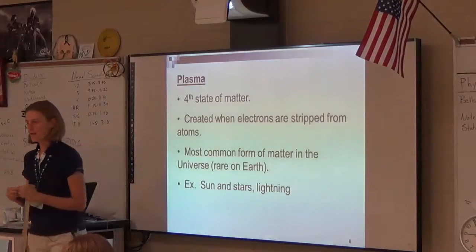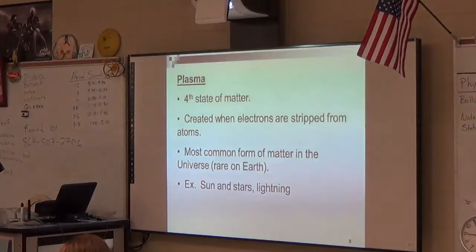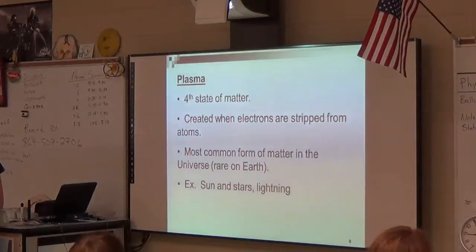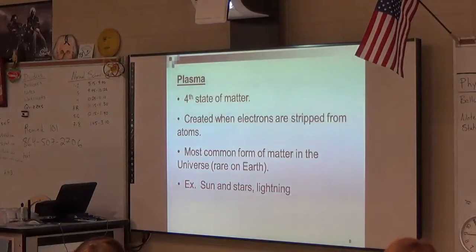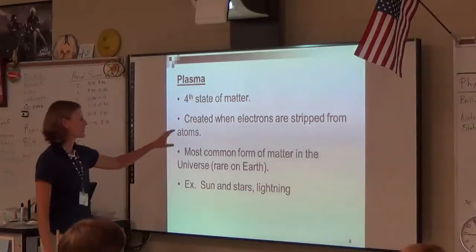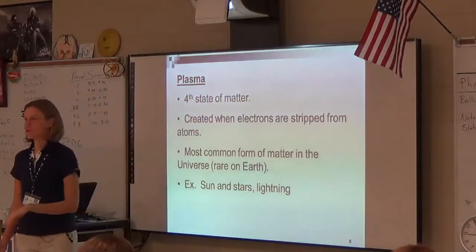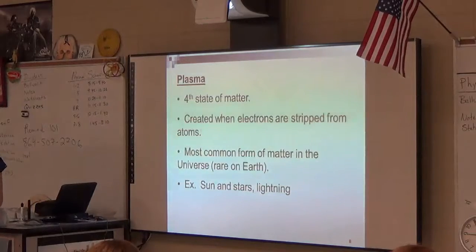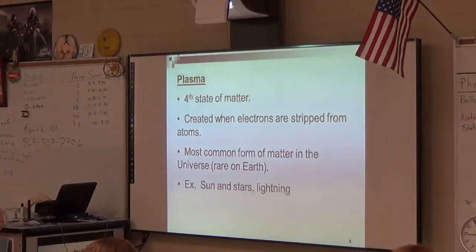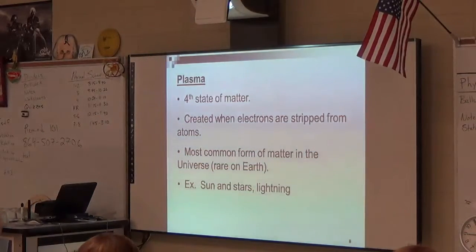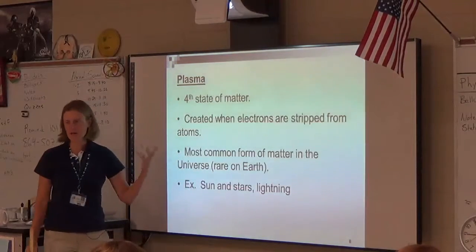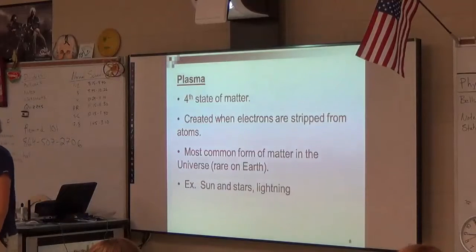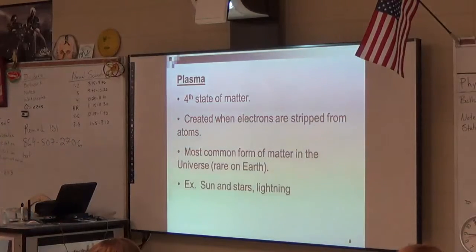Plasma, fourth state of matter, sort of a unique category. It's really a high energy state of matter. Our sun is sort of a big ball of plasma. And it's created when electrons are stripped from atoms. I know we haven't studied electrons yet, but that only really happens in these high energy states. It is the most common form of matter in the universe, though. If the sun is a big ball of plasma, think of how many stars are out there. That would be plasma.